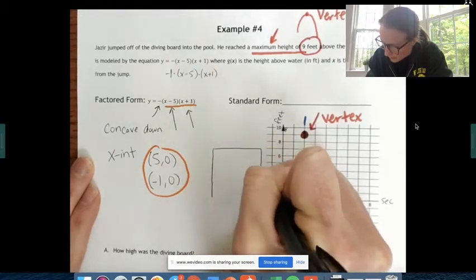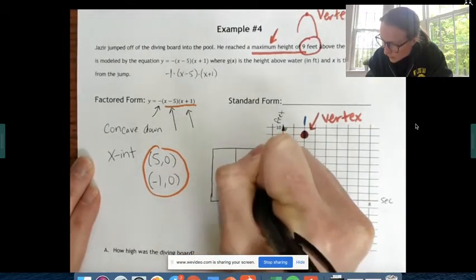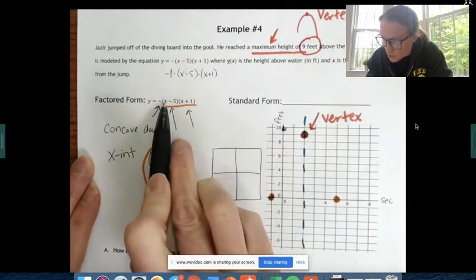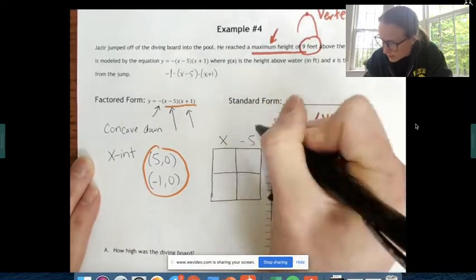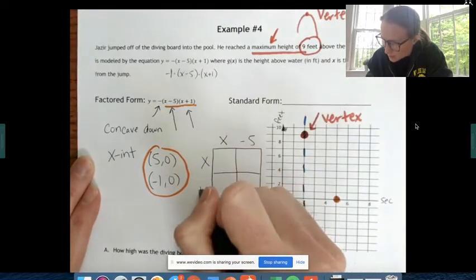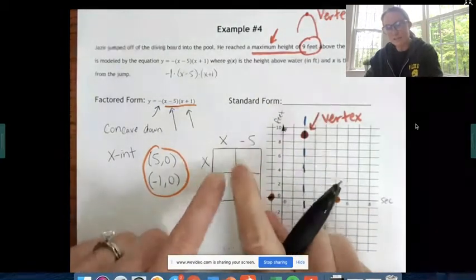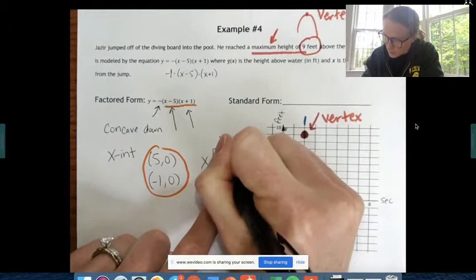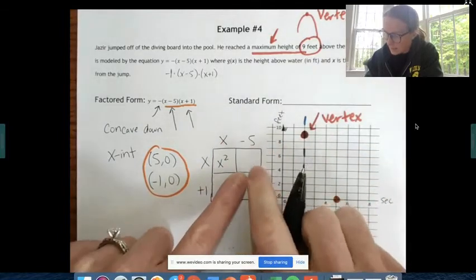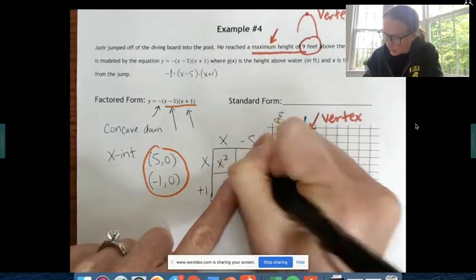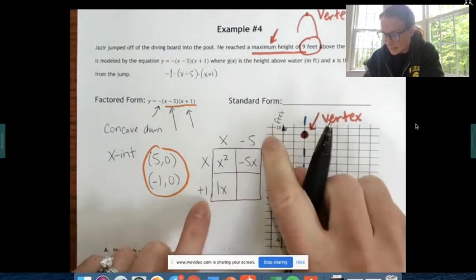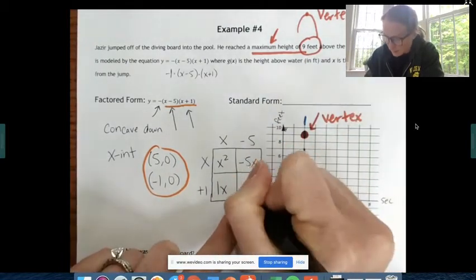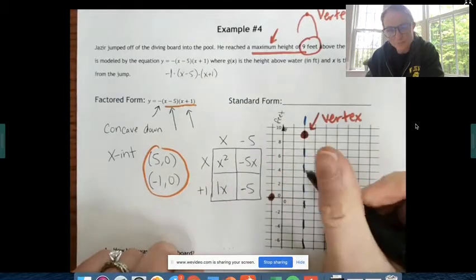I'm going to make an area model. It's going to be 2 by 2 because we have two terms, x minus 5 and x plus 1. Remember, x times x gives you x squared. X times -5 gives you -5x. X times 1 gives you 1x. And 1 times -5 gives you -5.